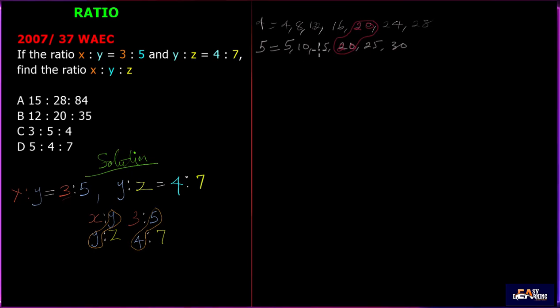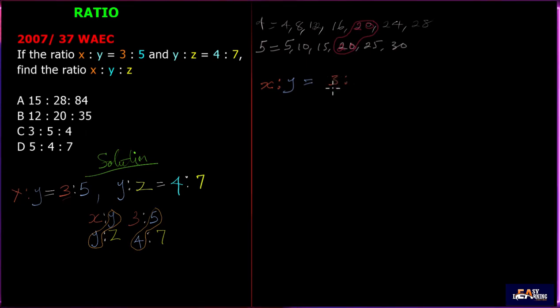And I've just shown you that the lowest common multiple of 4 and 5 is 20. Having done that, the next thing we are going to do is start the conversion. For x is to y, that's the same thing as saying 3 is to 5.